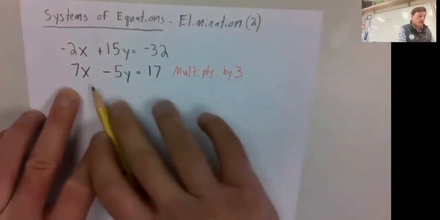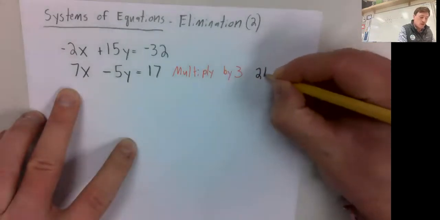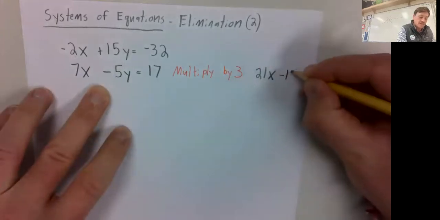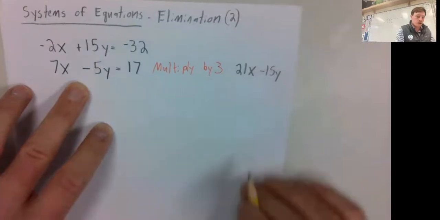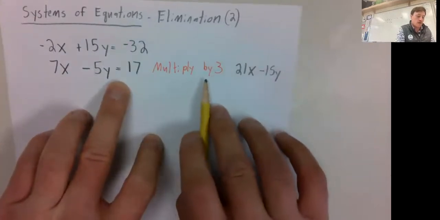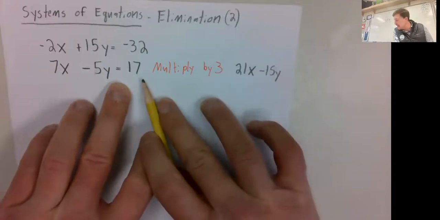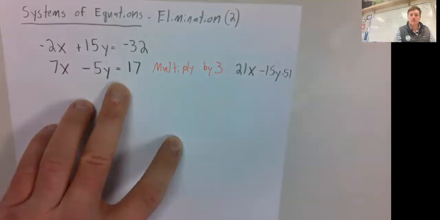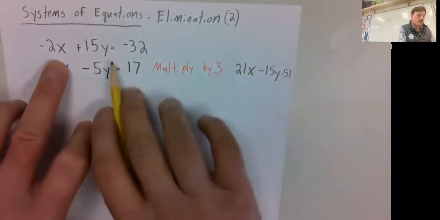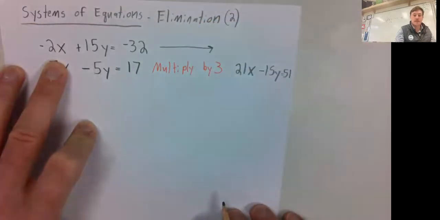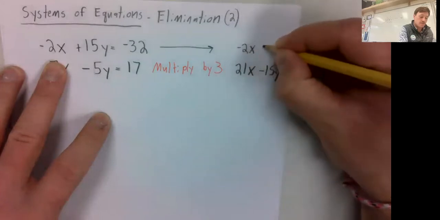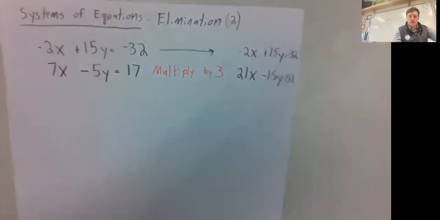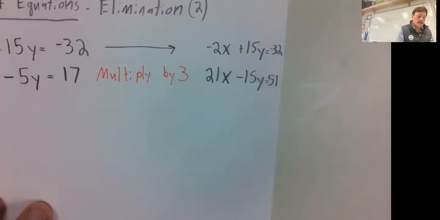So I'm going to take 3, multiply the 7x, and I'm going to end up with 21x. 3 times negative 5y, well, that's negative 15y. And I'm kind of running out of room here, but when I multiply the 3 by the 17, I get 51. Great. So now I'm just going to bring this one back over. I didn't manipulate that first one at all. That's going to be negative 2x plus 15y equals negative 32. And now I have matching coefficients.